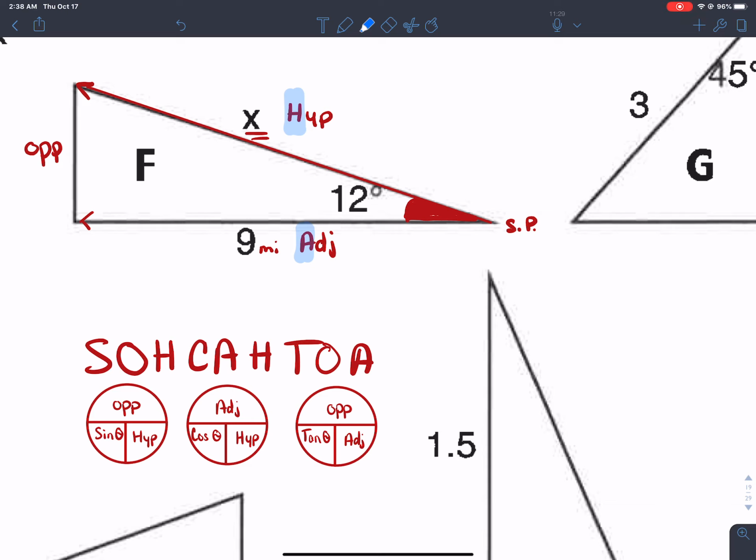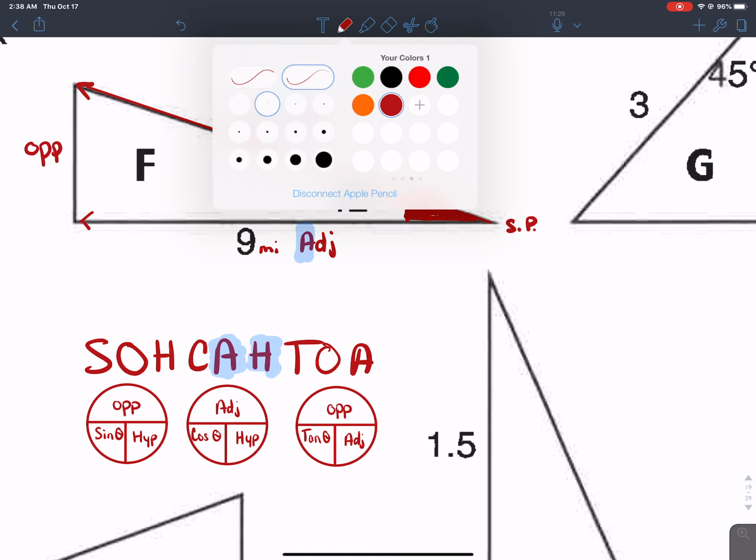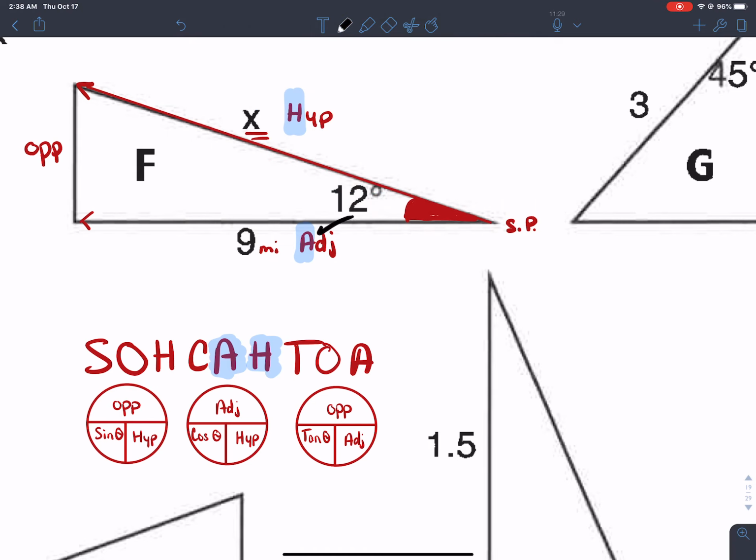Down at the bottom, tangent has O and A. I don't have an O and A. I have A and H. I have the adjacent and hypotenuse, so that can't be it. I go to my next one. I have adjacent. I have hypotenuse. Those two things, well, I've got the A and I have the H. That matches up. So that's the one I have to use.